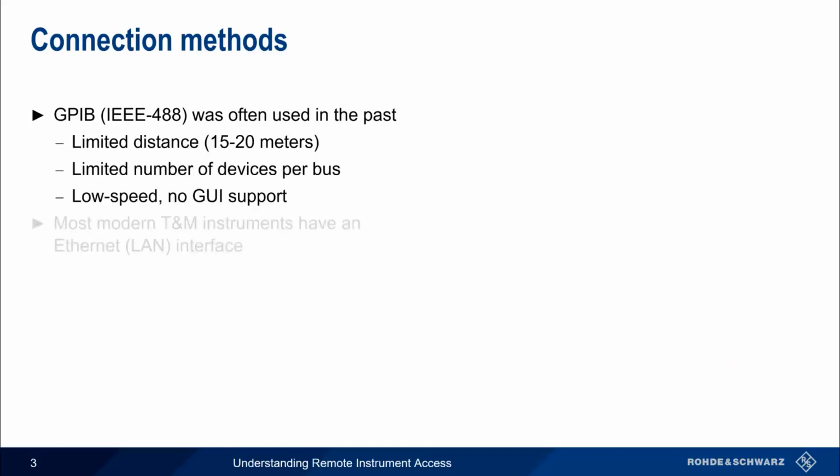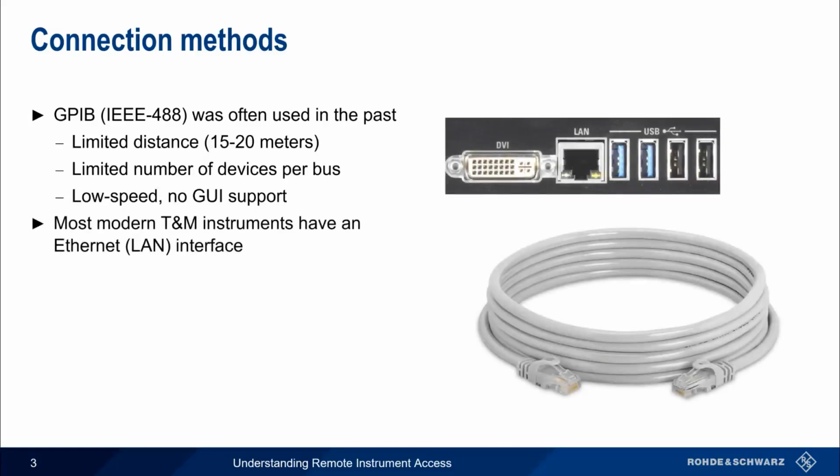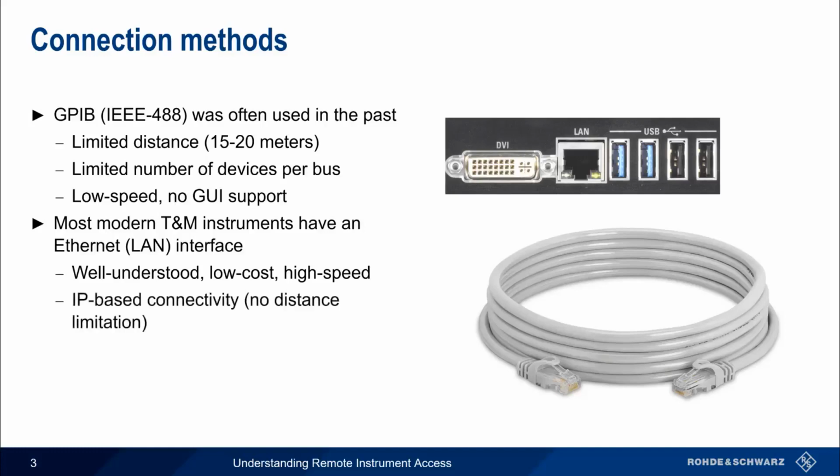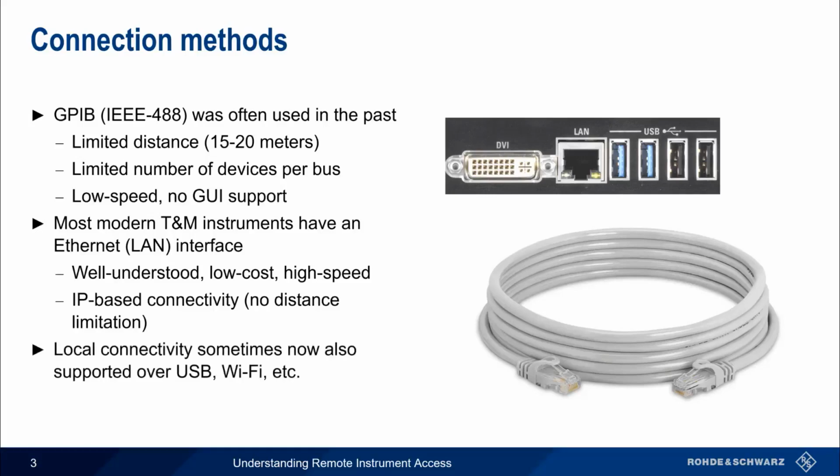That said, an Ethernet interface is now standard on most modern test and measurement instruments. Ethernet is well understood, low cost, and high speed, especially compared to GPIB. And since connectivity is almost always IP-based, there are no distance limitations. As long as the instrument is reachable via IP, it can be remotely accessed or controlled from anywhere in the world. Some instruments may also support local connectivity over a USB or Wi-Fi interface as well.